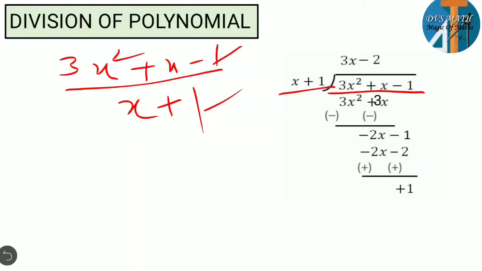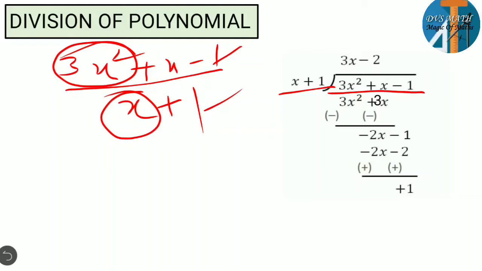Observe the first term in the given polynomials. Which is the first term in the dividend? 3x square. Which is the first term in the divisor? It is x. Always when you are dividing, you have to observe the first term. Clear? So now it is 3x square in the dividend, and in the divisor it is x.